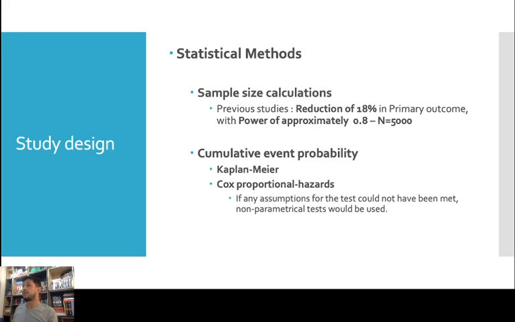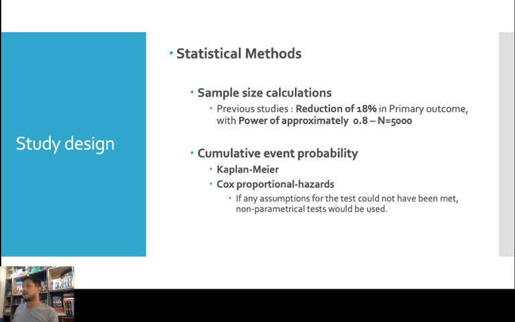And here we have the point we should discuss. So for sample size calculation, they actually used data from previous studies. They estimated a reduction of 18% in primary outcome with a power of approximately 80%. This would result in a sample size of 5,000 patients approximately.